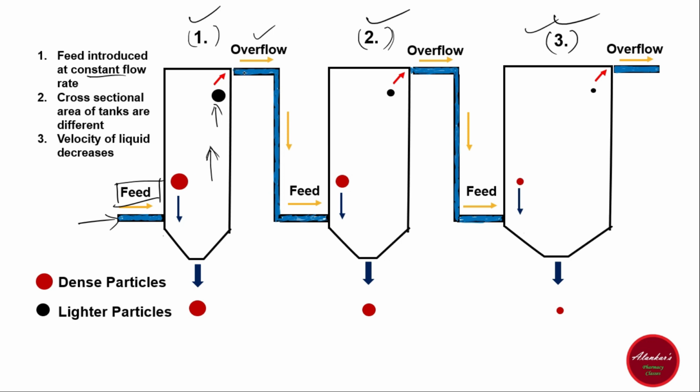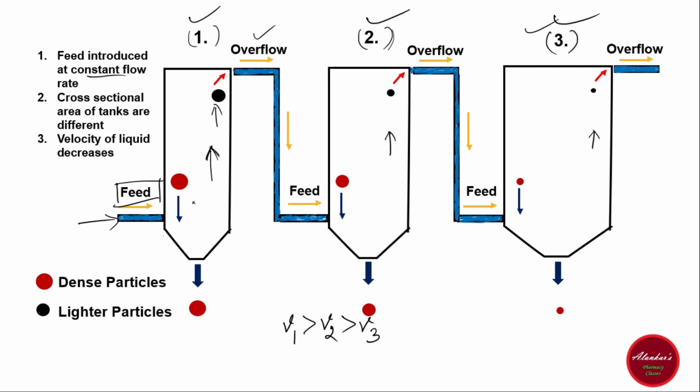Now you can see here that the cross sectional areas are very different. That's why the velocity of the liquid in tank 1 will be higher as compared to tank 2, because tank 2 has a larger cross sectional area as compared to tank 1, and in the same way the velocity of the liquid in tank 3 will be less than tank 2. We can say that V1, the velocity of the liquid in tank 1, is more than the velocity of the liquid in tank 2, and similarly the velocity of the liquid in tank 2 will be more than the velocity of the liquid in tank 3.